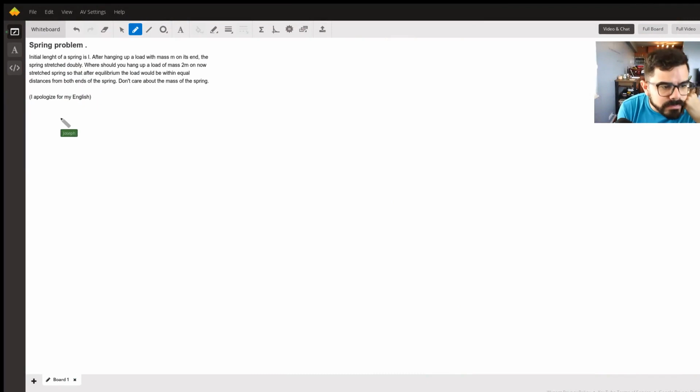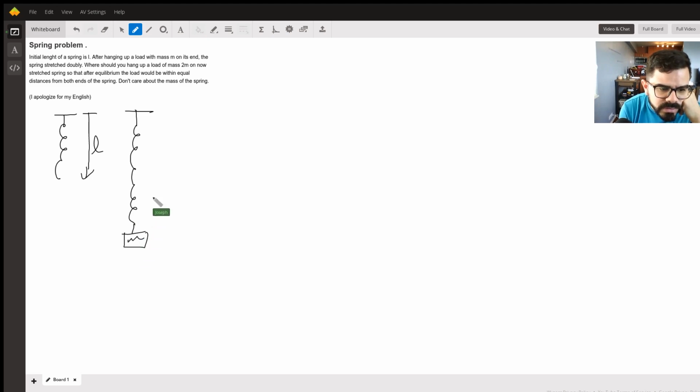The problem gives us a spring that is hanging from the ceiling, and the rest length is L. Once you put a mass of M, the spring stretches up to 2L, in reference to the ceiling. The other part of the problem we're going to discuss later. So let's just calculate the spring constant based on this.